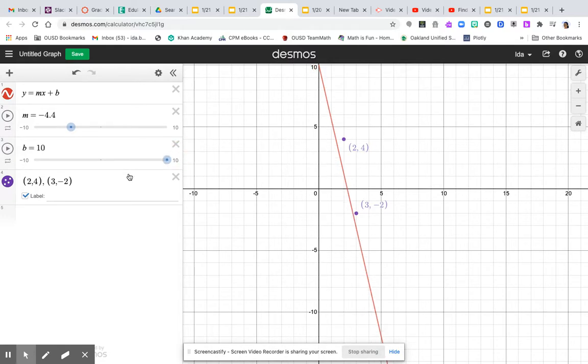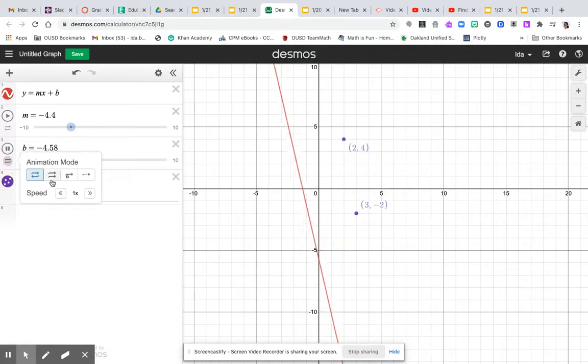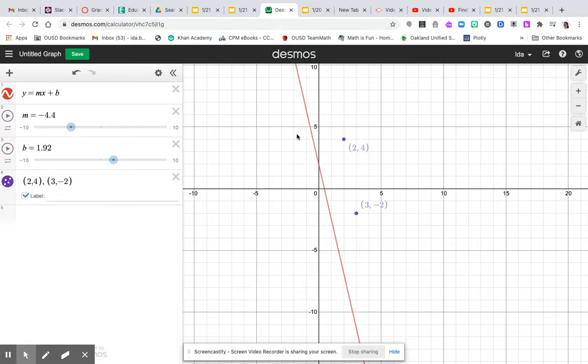Oh, and so this one only goes to 10. Let's see. I could also just hit that, and it's playing with it. It's getting closer and farther away. Okay, so I'm going to stop that. Oops, pause it. And I think I need it to go as far as I can, 10. And I need this to be a little steeper.